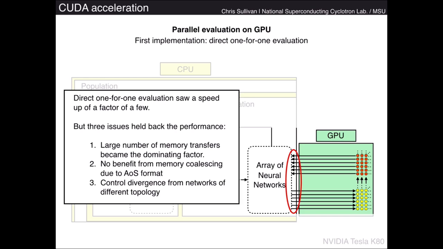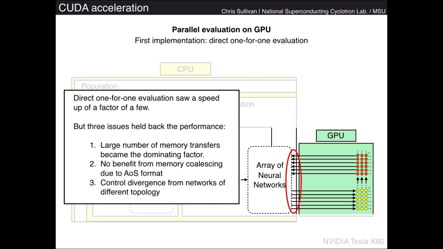So allow me to summarize the drawbacks of the one-for-one evaluation that I've seen so far. The three issues that have held back the performance are: one, there's a large number of memory transfers that become the dominating factor because I'm having to copy each network over individually and evaluate them and then copy out the outputs individually. Two, there's no benefit from memory coalescing because this is an array of structures that we're copying, and so each thread is loading in the input nodes to start from different nodes, different networks that are spread across the GPU. So we don't get any benefit from memory coalescing.